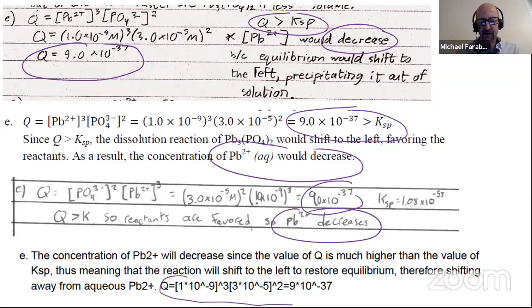Again, this is typed out and this still works. Again, no fancy superscripts or subscripts. We got it. 9 times 10 to the negative 37. Therefore, the concentration of lead will decrease. Okay, now let's take a look at some misconceptions or some concerns.